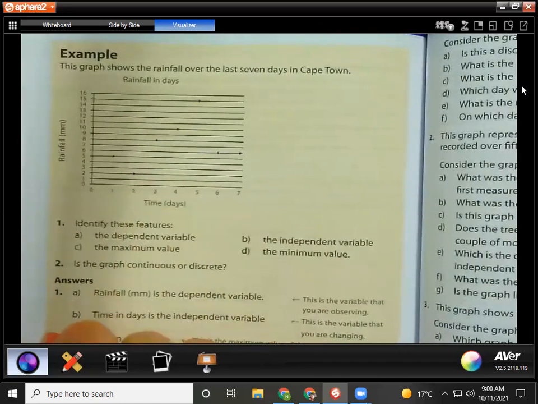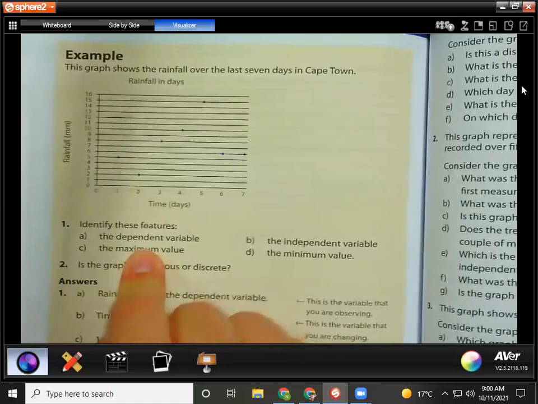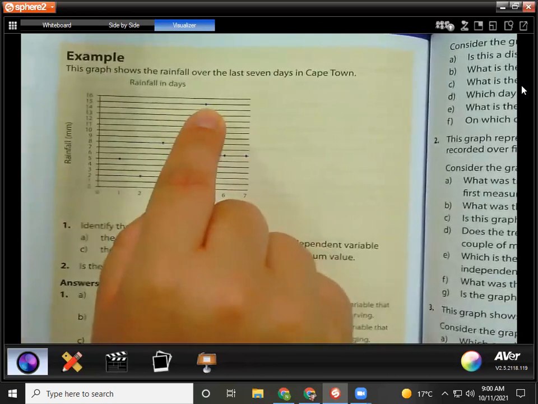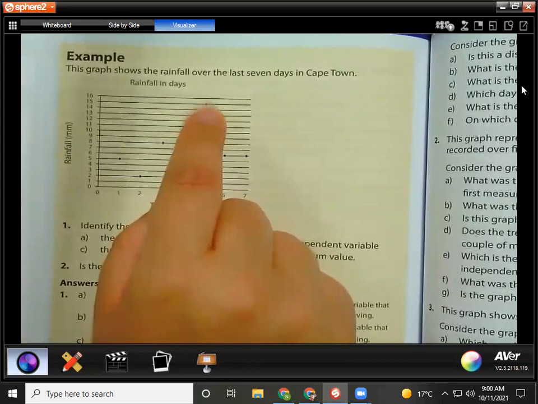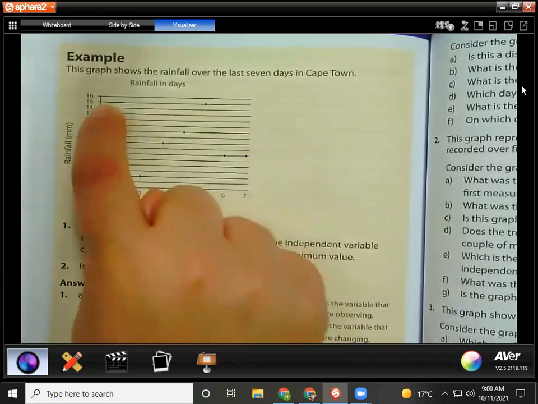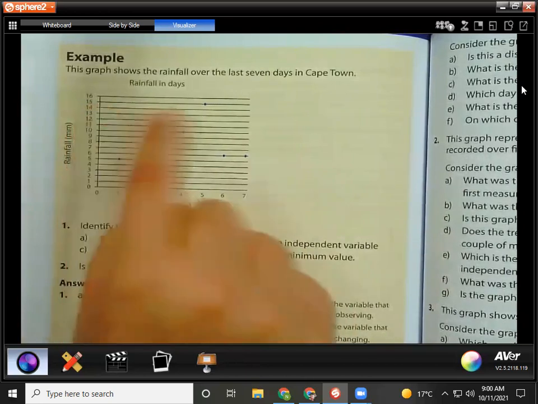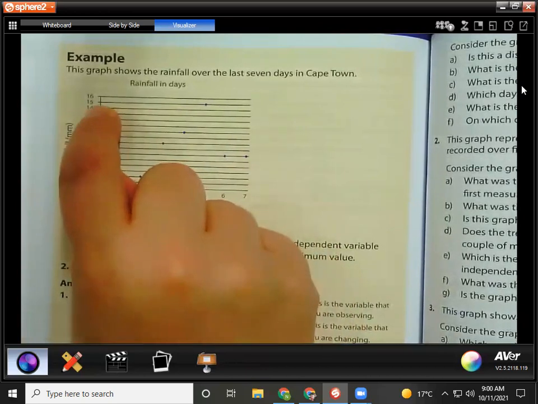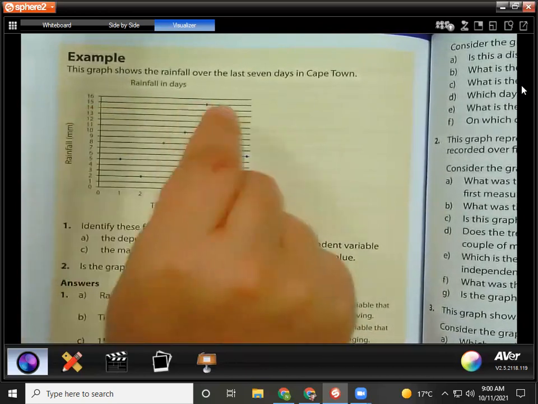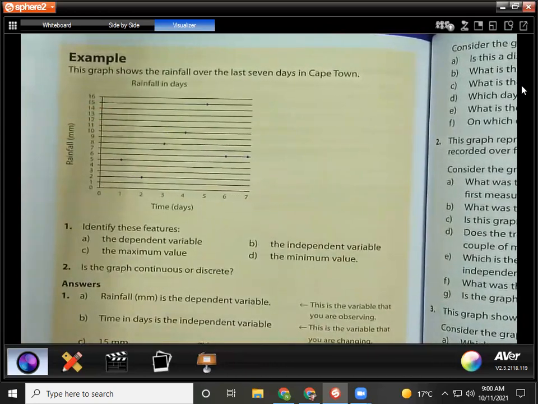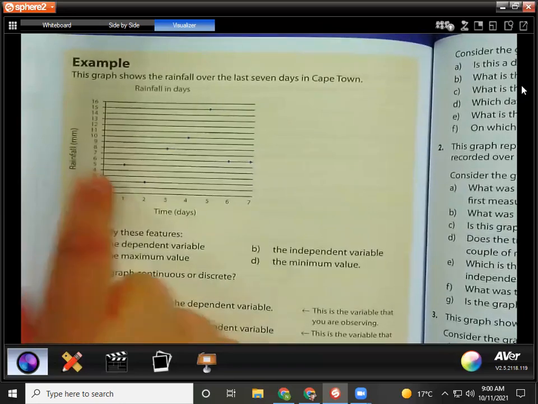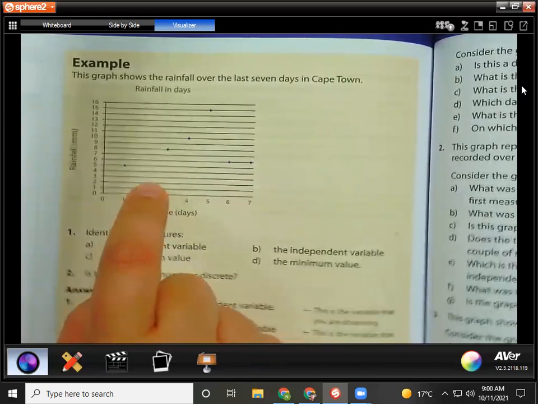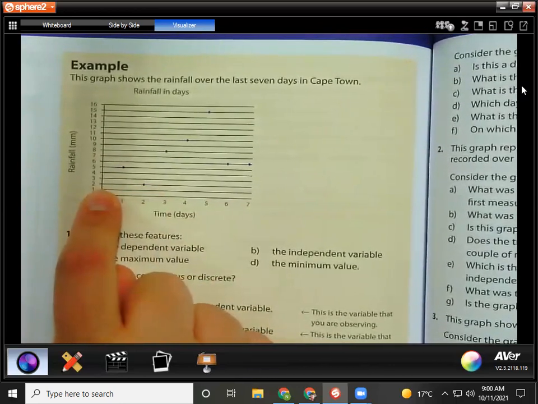For C, they want the maximum value. So now, guys, you're going to have to look at all of your points and just write down the maximum one, the highest one. It really is as easy as it sounds. That would be the highest point, and that is at 15 millimeters. So you identify the maximum point, then you write down what that point actually represents. It's 15 millimeters. The minimum value is the lowest point on this graph, 2 millimeters.